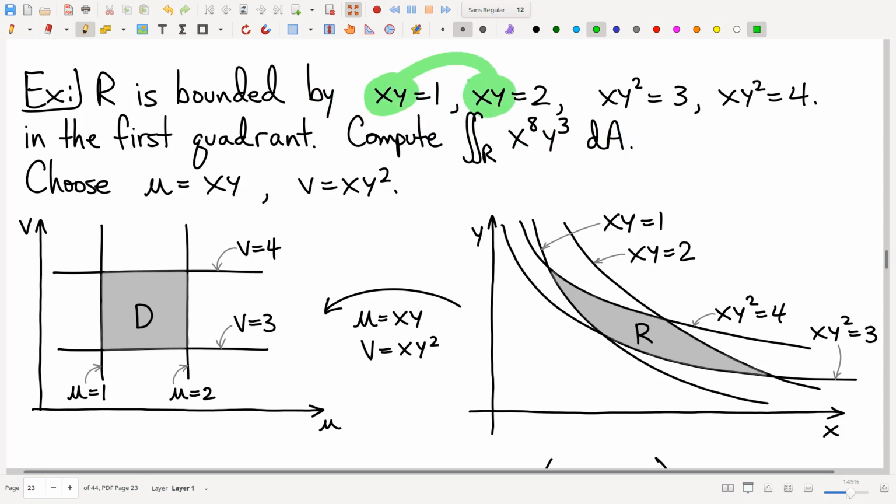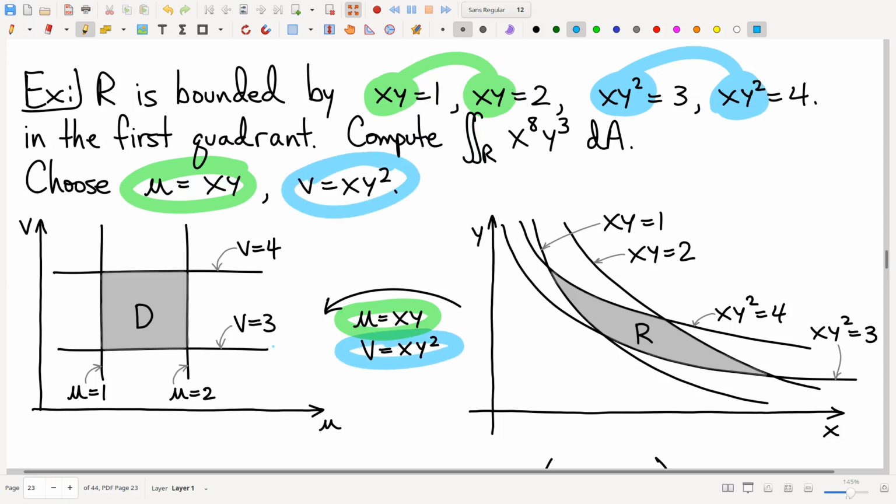The function, 2 of whose level sets are 2 of my curves, call that u. This other function, 2 of whose level sets are 2 of our curves, call that v. So what is this buying us? Well, now do notice that that gives us a change of variables function. The u and v are functions of x and y.